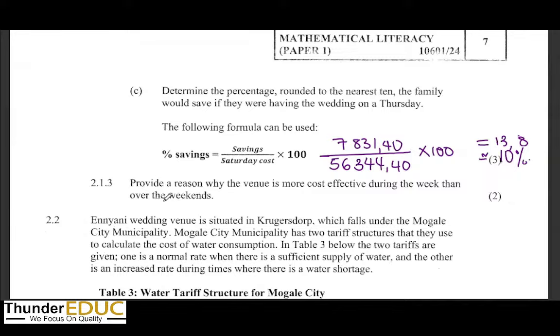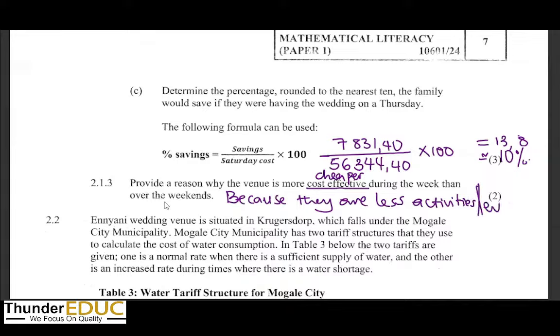Provide a reason why the venue is more cost effective during the week than weekends. Why is it cheap? Cost effective simply means it's cheaper. Why is it cheaper? Because there are less activities, or less events.